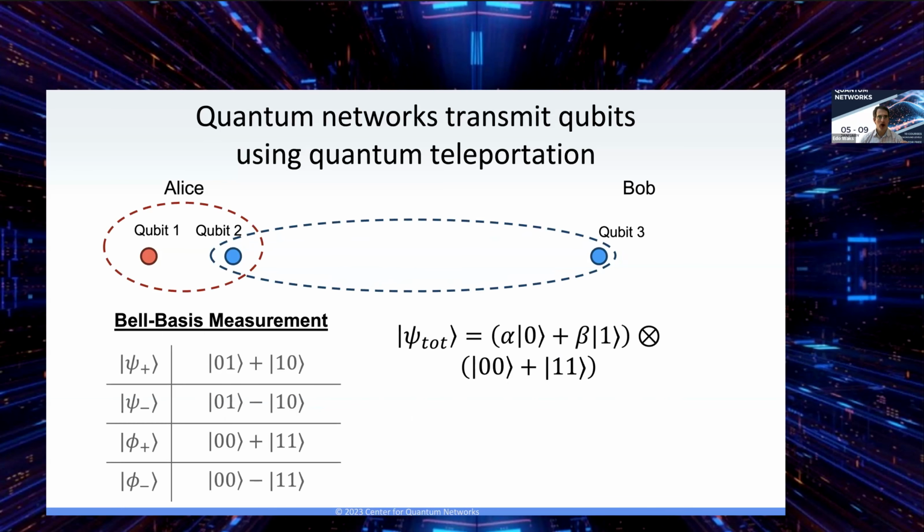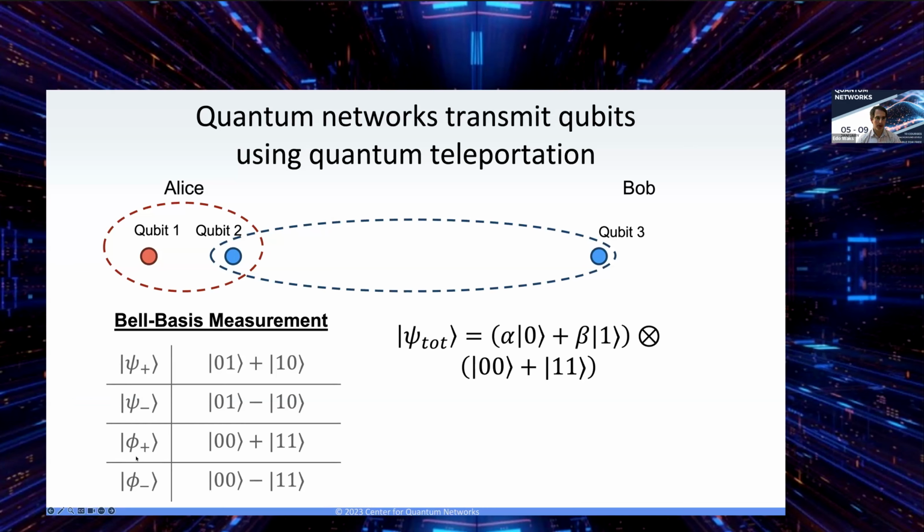How is this done? Well, Alice is going to take her entangled qubit, qubit 2, and the qubit that she wants to transmit to Bob, and she will perform what's known as a Bell basis measurement. So in a Bell basis measurement, you measure these qubits in these four Bell states. These are the maximally entangled states of a two-qubit system. And basically, the Bell basis measurement has four possible outcomes. It has psi plus, psi minus, phi plus, and phi minus. This is a complete measurement basis.